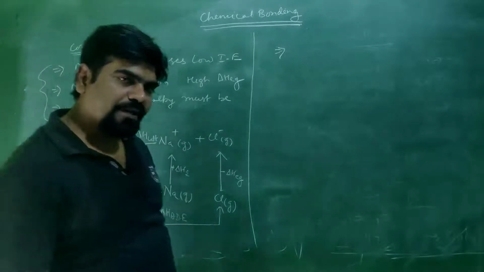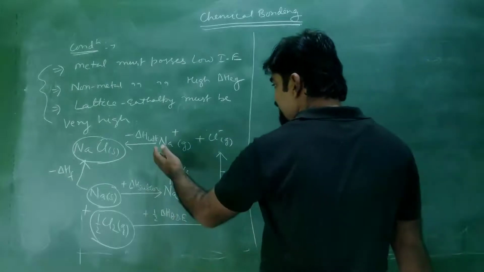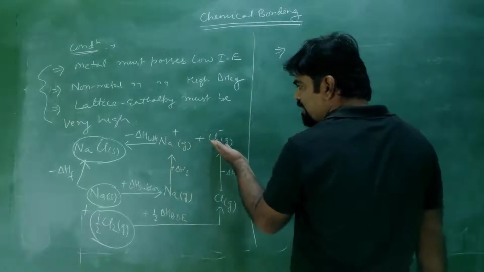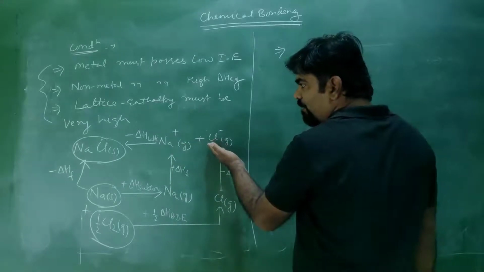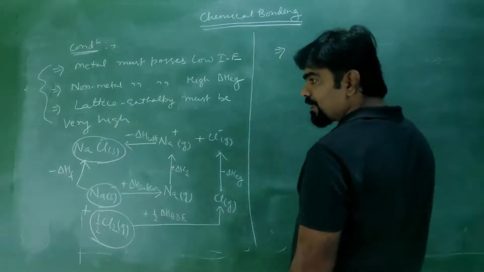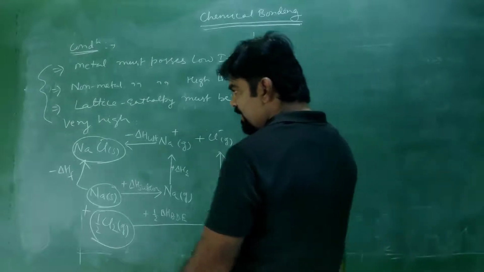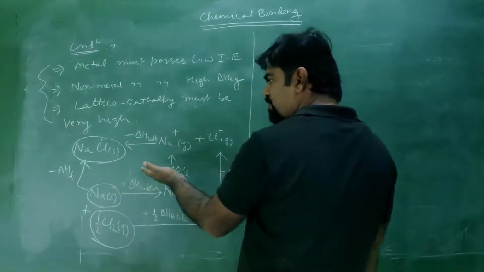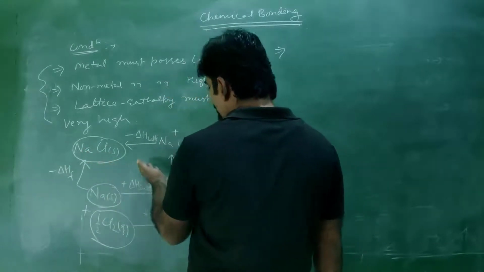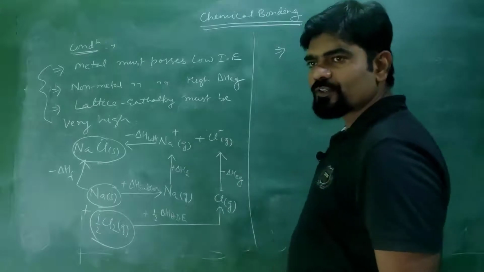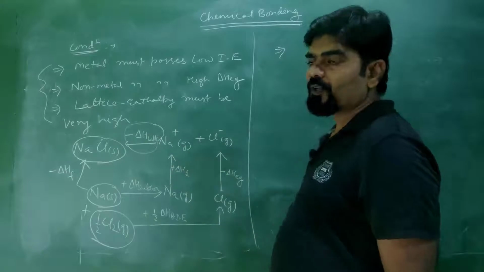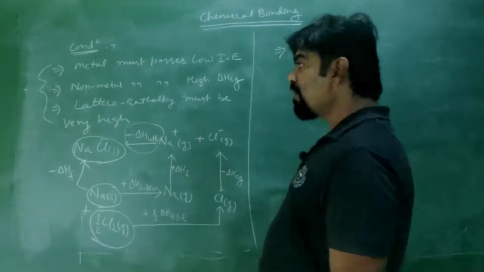So lattice enthalpy can be calculated as the amount of energy released when 1 mole of gaseous cation combines with 1 mole of gaseous anion to form the corresponding solid crystal lattice structure, or the net amount of energy absorbed when 1 mole of solid crystal lattice structure is broken down into corresponding gaseous ions. The amount of energy absorbed is called their lattice enthalpy. Alright, and this cycle is called the Born-Haber cycle.